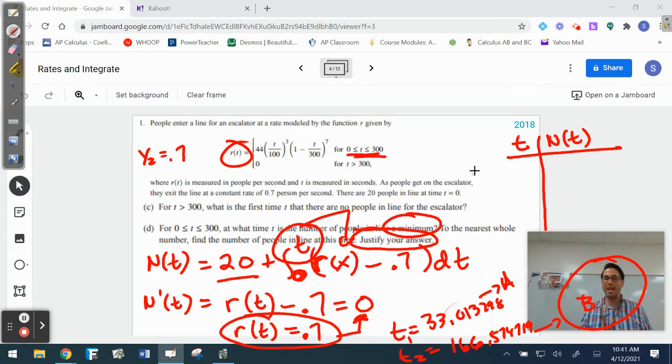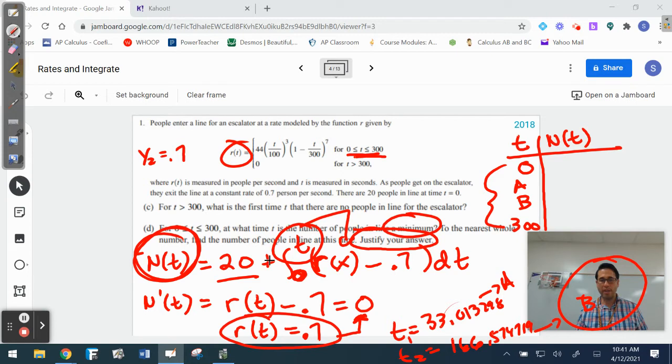All right, so what do I do now? Well, I check my endpoints 0 and 300, and I check my alpha A and alpha B. And remember, what do I do to get those? Well, I plug all 4 of those values in for this. So it's 20 plus, and then you're just going to use math 9, going from 0 to each one of these, which will give me 20. This is the 3.803.